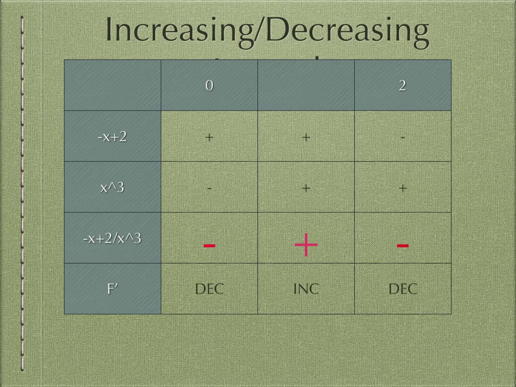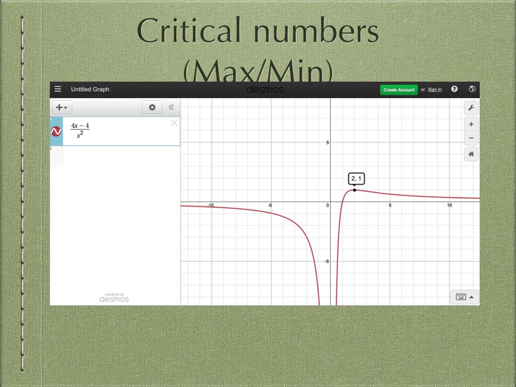So the f prime sign chart tells us where our function f is increasing or decreasing. So for this sign chart, we'll have a graph like this. As you can see, we have increasing from negative infinity to negative 1, and 0 to 2 is increasing, and then it's decreasing from 2 to infinity.